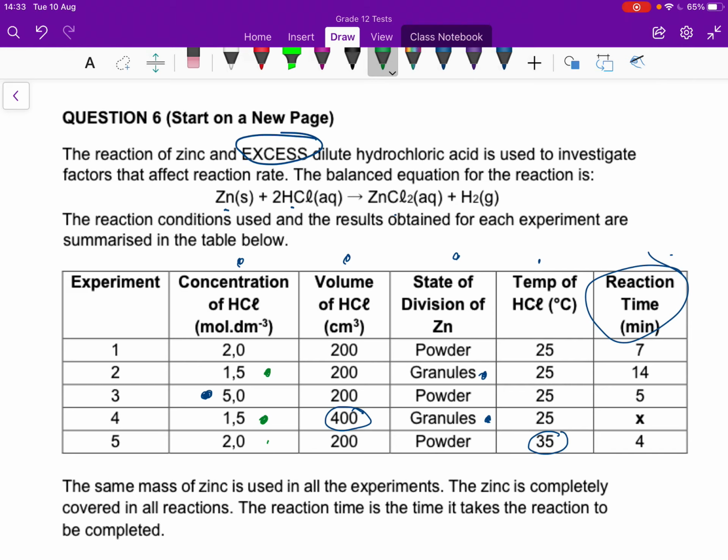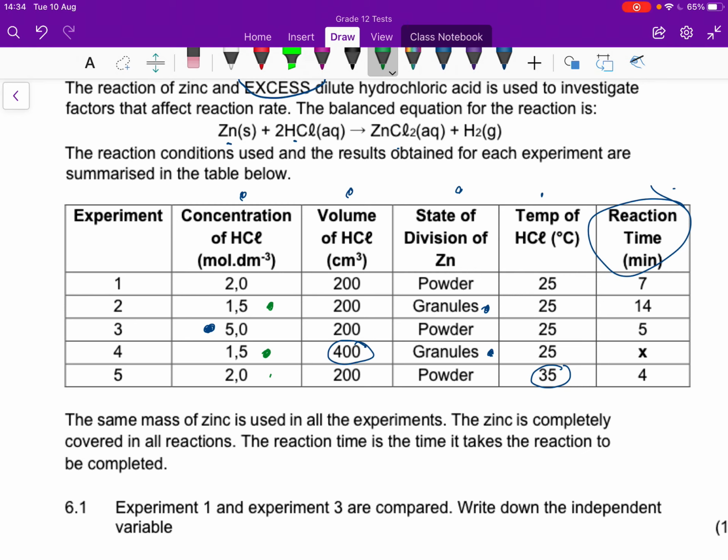Then they say the same mass of zinc is used in all the experiments. So in other words, we get the same amount of product at the end. The zinc is completely covered in all reactions, and the reaction time is the time it takes for the reaction to be completed. Experiment 1 and experiment 3 are compared.